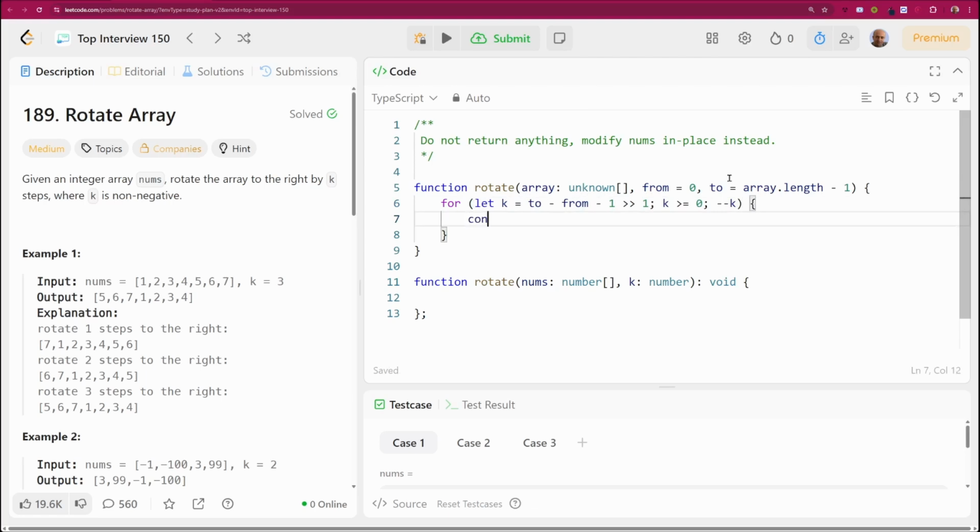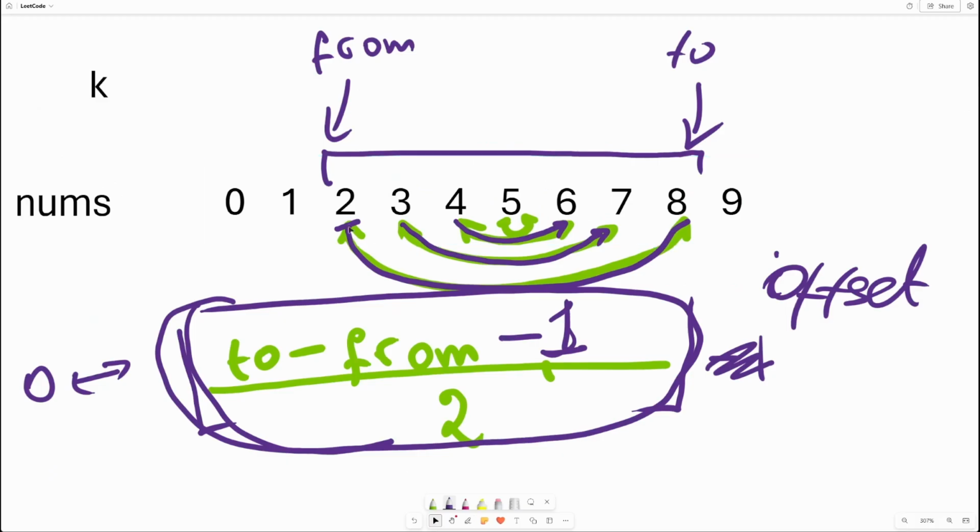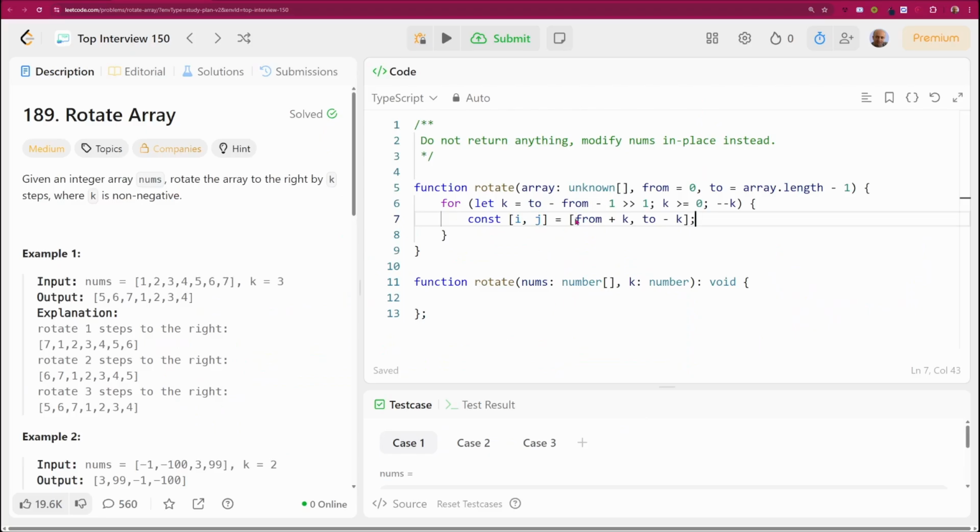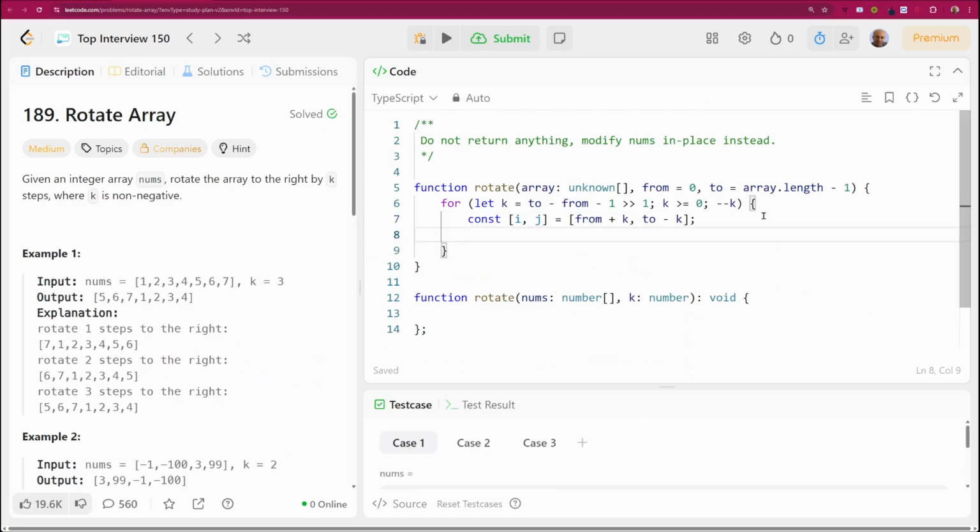So create two variables, i and j. These are indices that we're going to swap. So i will be from plus k, and j will be 2 minus k. And that's precisely what we want, as we discussed here. So from plus offset and 2 minus offset. And now we're just going to swap the following elements, array i and array j.